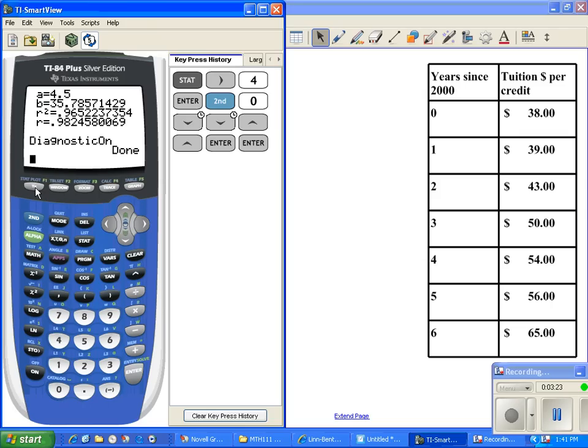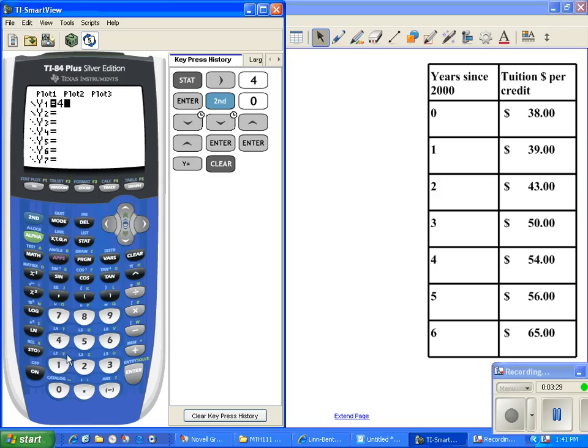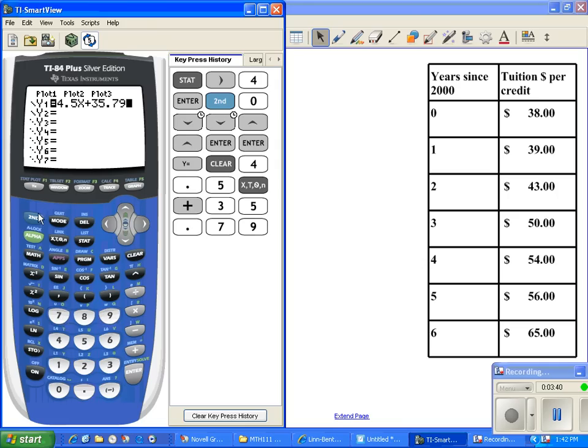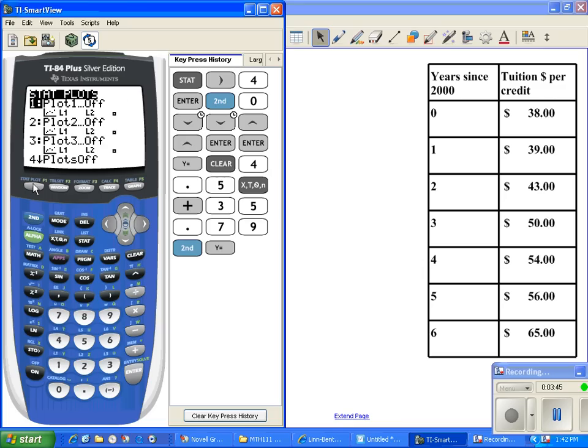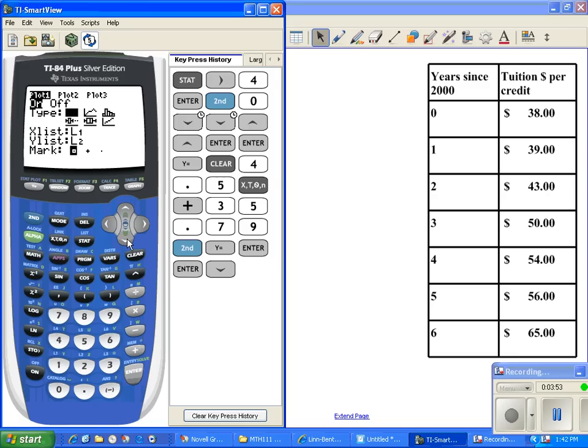Okay, so getting back to actually graphing this, I'm going to go into Y equals, clear out what I've got there, and I'm going to type in my equation. It was 4.5x plus 35.79. And then to graph the data, I need to turn on a stat plot. So now I'm going to hit second Y equals to get to the stat plots. Plot 1's turned off, so I hit enter, and then I'm going to highlight the word On, and it's already set to be a scatter plot with the x values in list 1 and the y values in list 2. If those aren't your defaults, go ahead and change them.